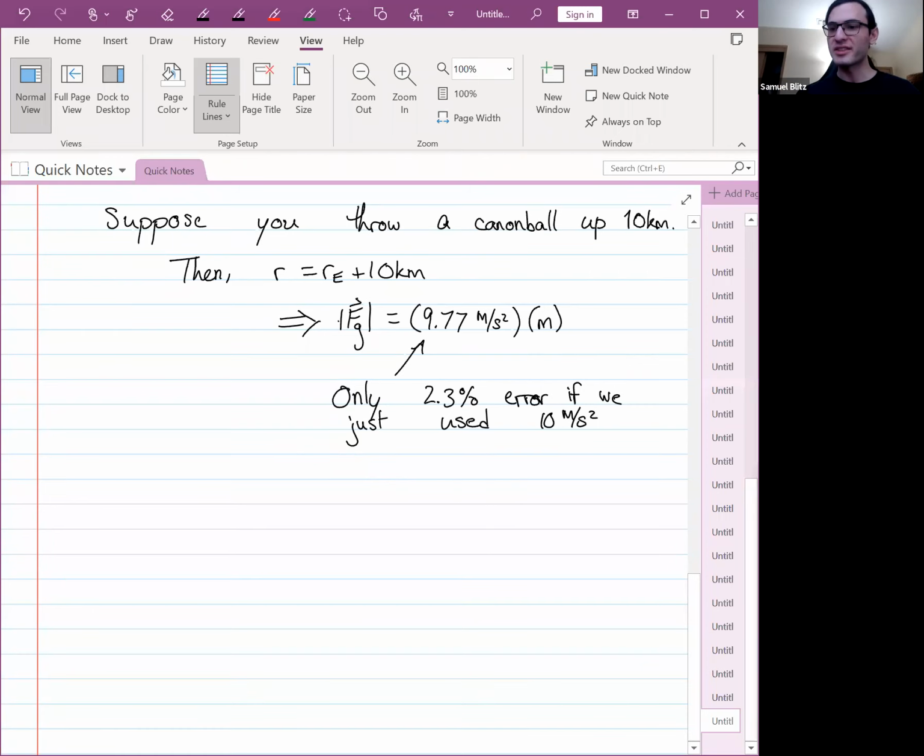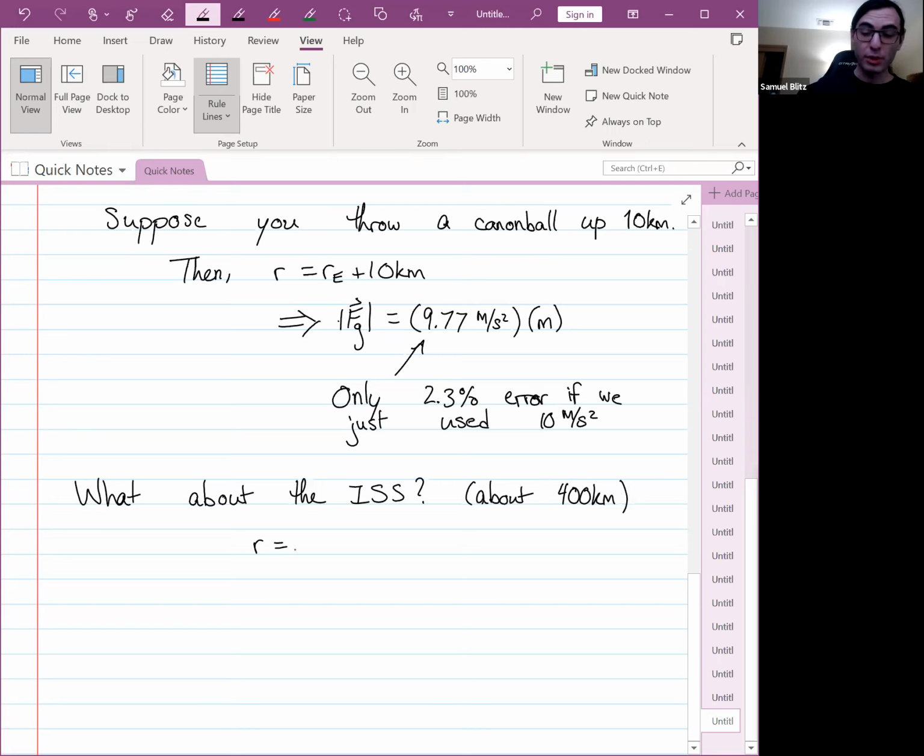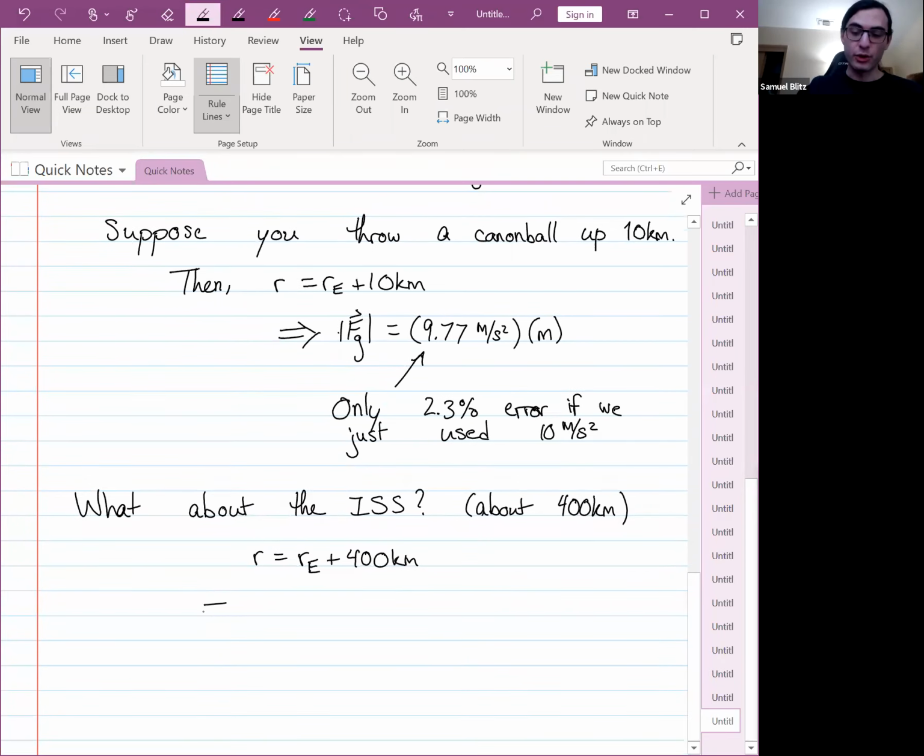So what about things that we think of as feeling no gravity, like the International Space Station, right? You might think that the force of gravity on the International Space Station should be 0, but we can check. So the ISS orbits at about 400 kilometers above the surface of the Earth. So the radius that we would plug in there would be the radius of the Earth plus 400 kilometers. And what we'd find after doing the same calculation again is that the force of gravity on the ISS, or on astronauts on the ISS, would be about 8.68 meters per second squared times the mass.